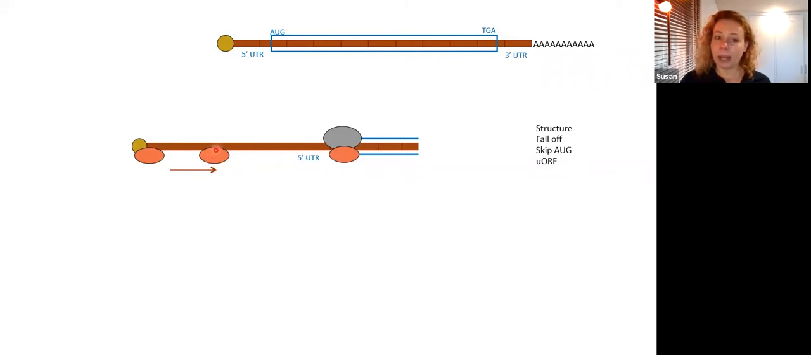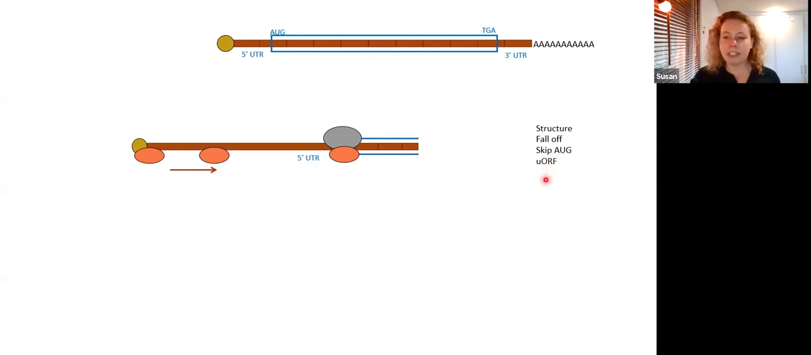It might fall off if the binding between the 40S and the mRNA is weak. It can just not make it and fall off in between. What also can happen is that it skips an AUG entirely. So the design mostly is that at the first AUG that is seen, the small ribosomal subunit will stop and wait for the 60S to join, but that does not always happen. So if the AUG is in a weak sequence surrounding, it can be skipped.